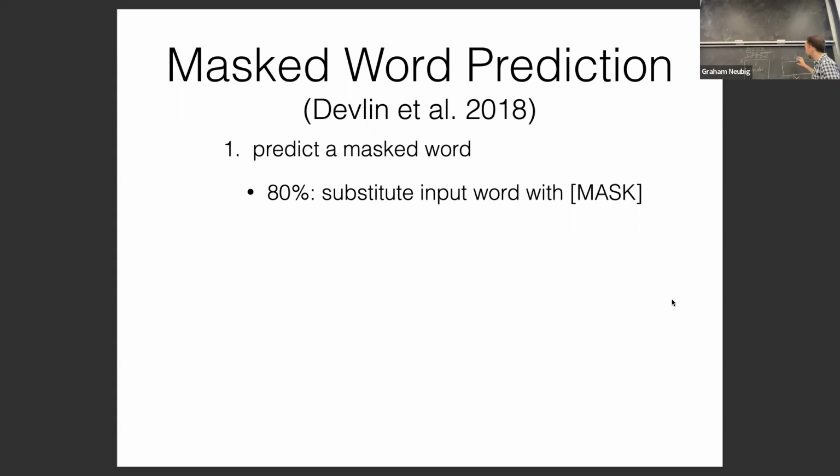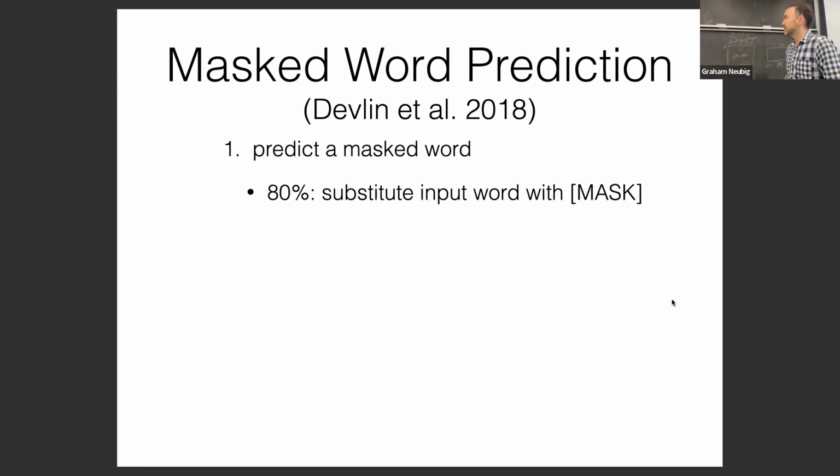And previously what people did was left to right prediction or right to left prediction to predict representations. For example, Elmo was a bidirectional language model that predicted from left to right and then right to left. But this is a kind of a nice way of doing things. And this really caught on and a lot of people use this afterwards.